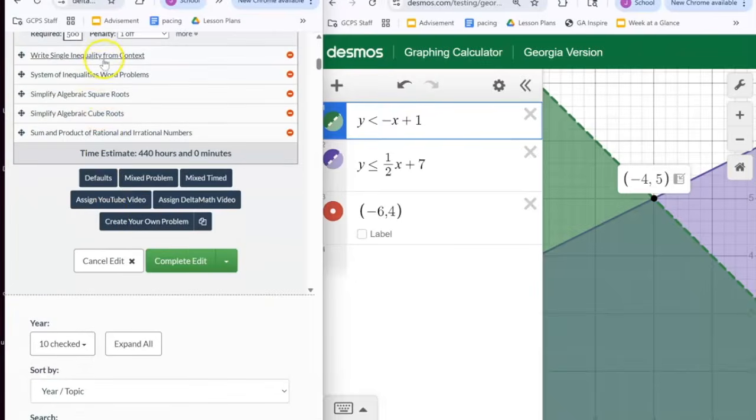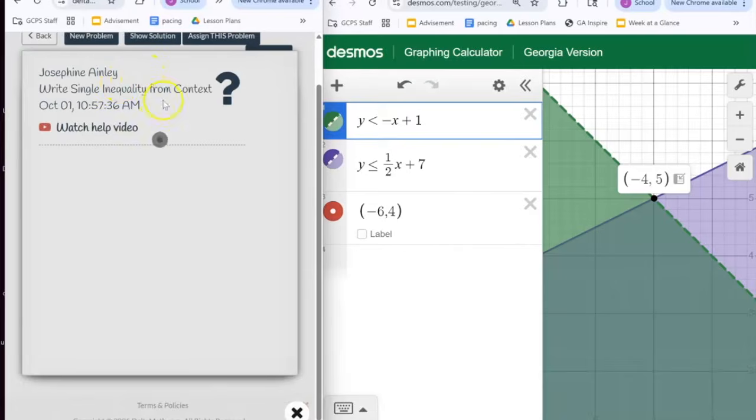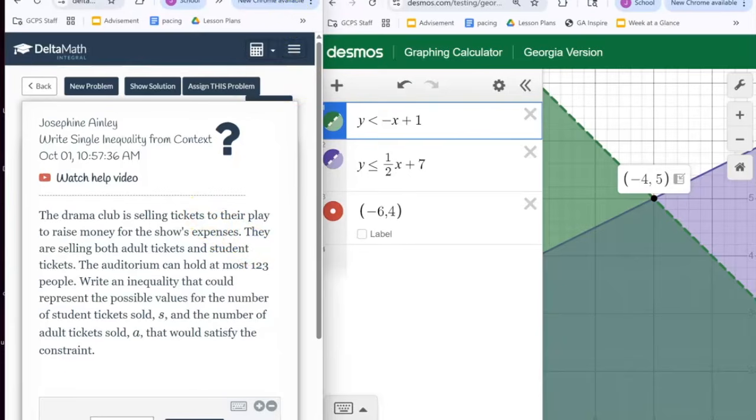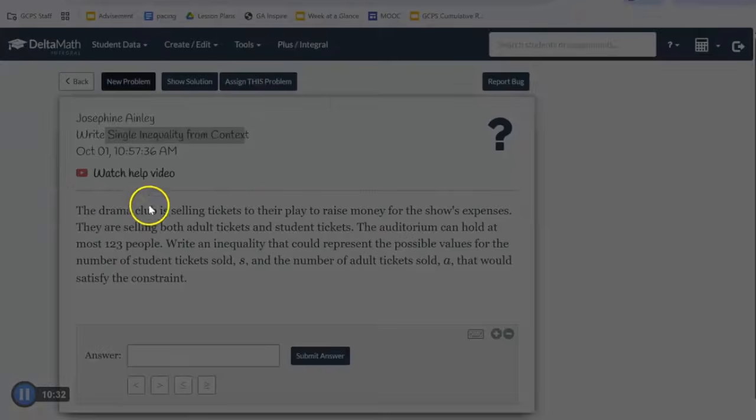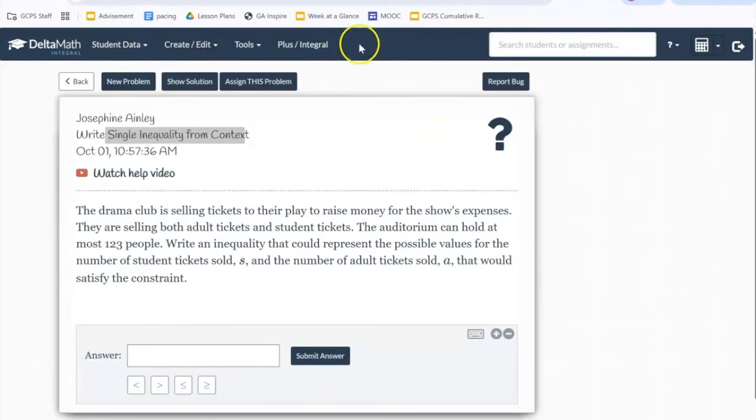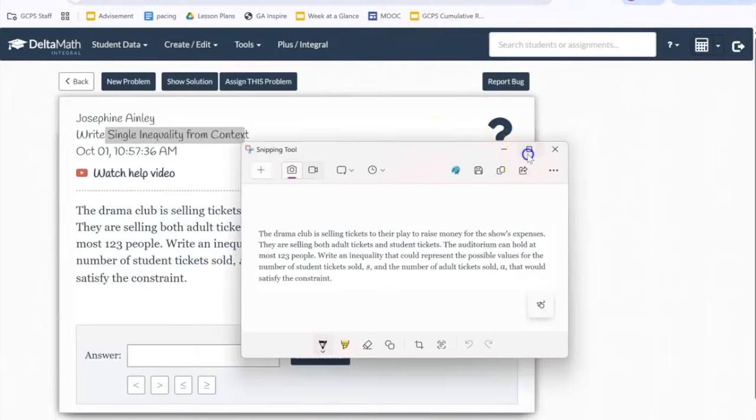All right, the next one we're going to take a look at is write a single inequality from context. All right, so how do I know that it's only, because they're not going to tell you it's a single inequality, right? How do I know if my inequality is 1 sentence or 2 sentences? What gives it away is the number of numbers. All right, so if you see less than 3 or less numbers, it's 1 sentence. If you see 3 or more numbers, it's 2 sentences. So that's how you're going to keep track of that.